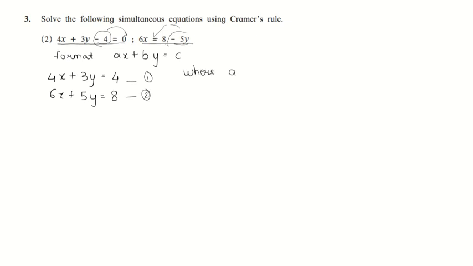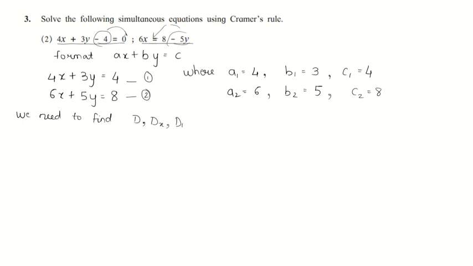where we need to write down a1 is equal to 4, b1 is equal to 3, c1 is equal to 4, and here a2 is equal to 6, b2 is equal to 5, and c2 is equal to 8. Solving it further, we need to find d comma dx comma dy to get values of x and y. So let's find d first.